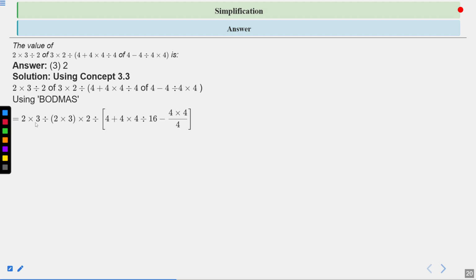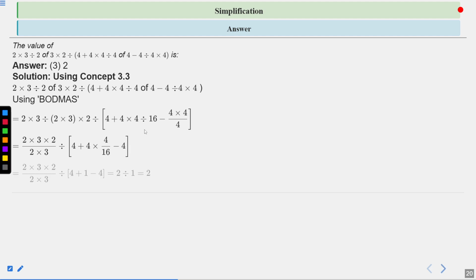So by using BODMAS, we get 2 into 3 dividing by 2 into 3, because we have multiplying it. So we get 2 into 3 dividing, in the small bracket we can write it 2 into 3 multiplying by 2 dividing by, in large bracket we can write it 4 plus 4 multiplying by 4 dividing by 16, because first we solve the 'of'. So it will become 4 into 4, 16 minus, when we solve this expression, we can write it 4 into 4 by 4. Now we can simplify. So we get 2 into 3 into 2 upon 2 into 3 and whole dividing by 4 plus 4 multiplying by 4 upon 16 minus 4.